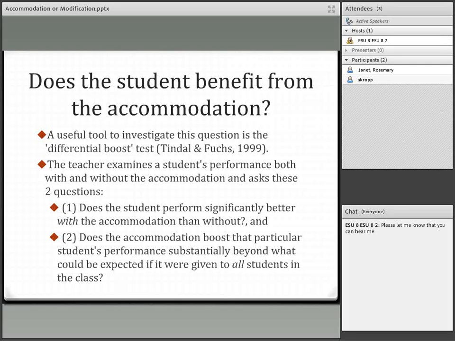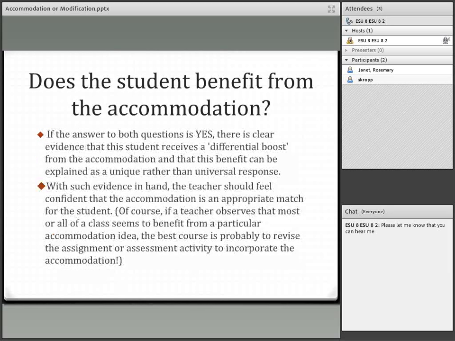And if the answer to both of those questions is yes, then there is clear evidence that this student receives a differential boost from the accommodation, and that this benefit can be explained as a unique response for this particular student. We also want to think about, with that evidence in hand, the teacher should feel confident that the accommodation is an appropriate match for the student.